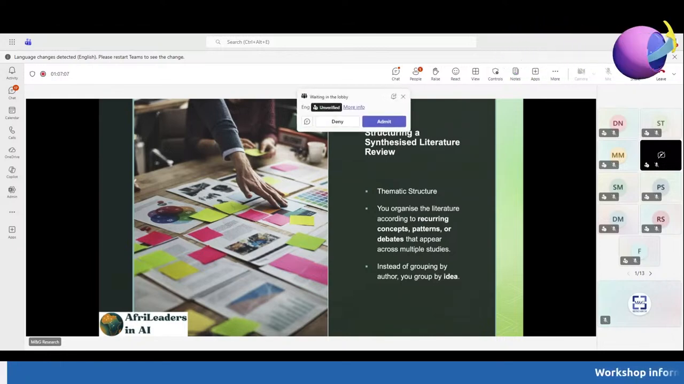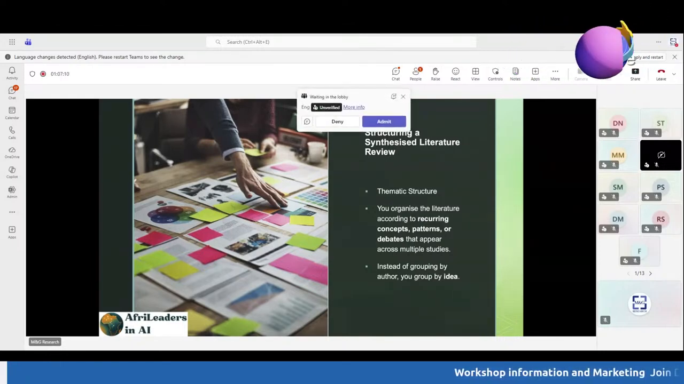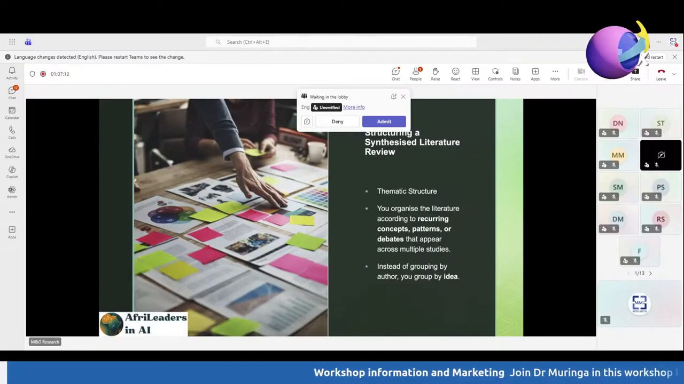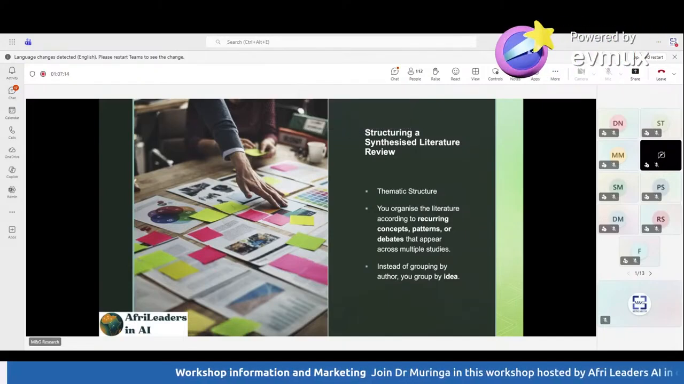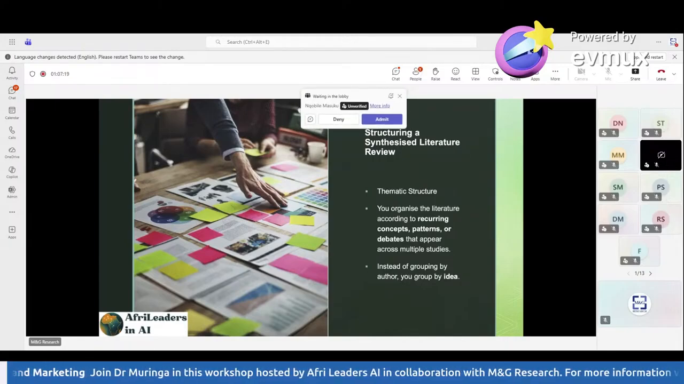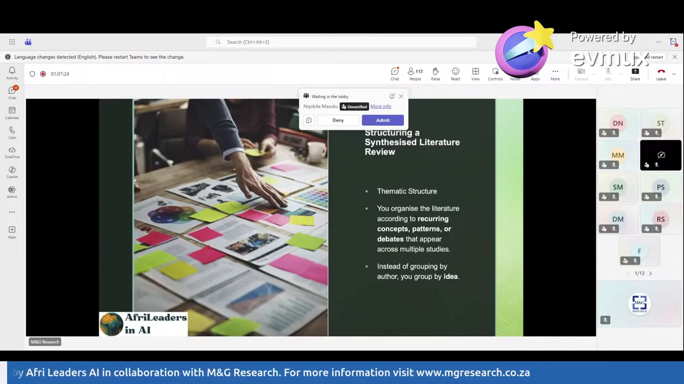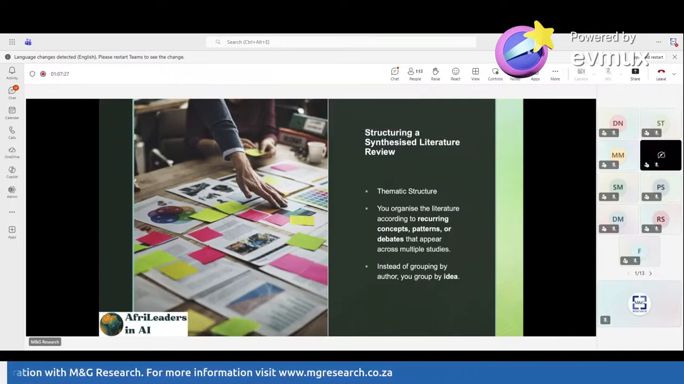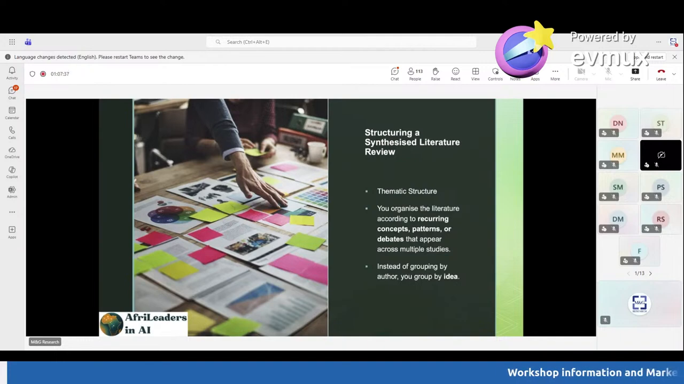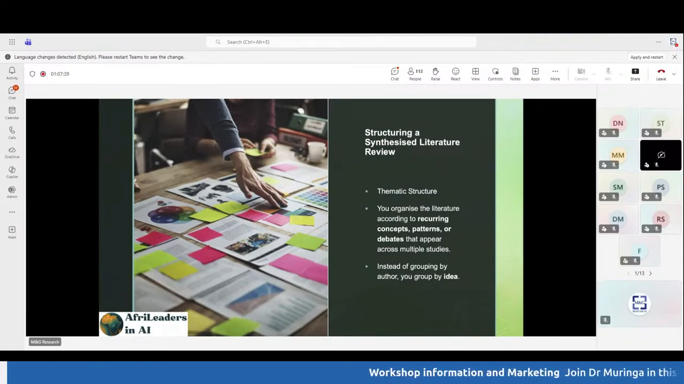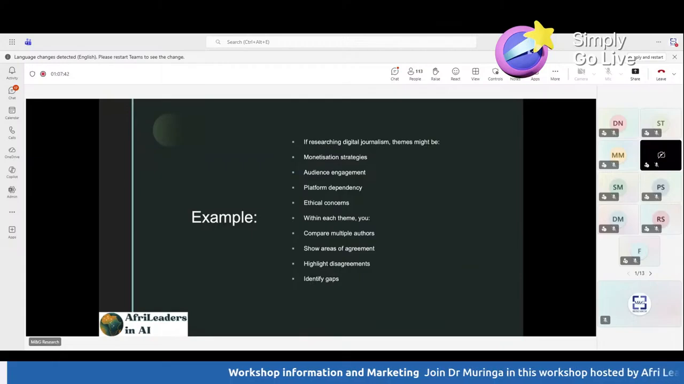And it's a very common mistake that most researchers make. You'd find that people group their literature review according to authors. They begin by saying, author Moringa in their study, this is what they found, and this is what they've been doing, and these are the key findings, A, B, C, D. And they go on and on and on. But we are saying there has to be a thematic structure. Your literature review should be thematic in nature. Look at recurring concepts, look at patterns and look at debates, right?